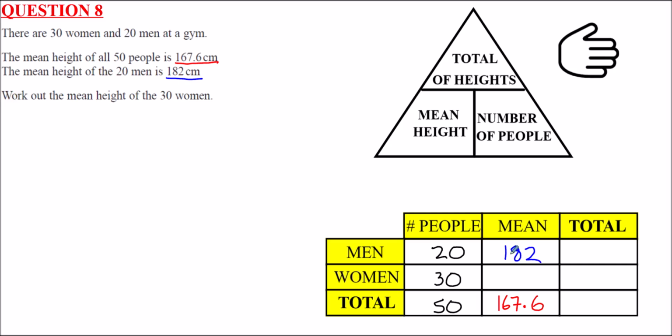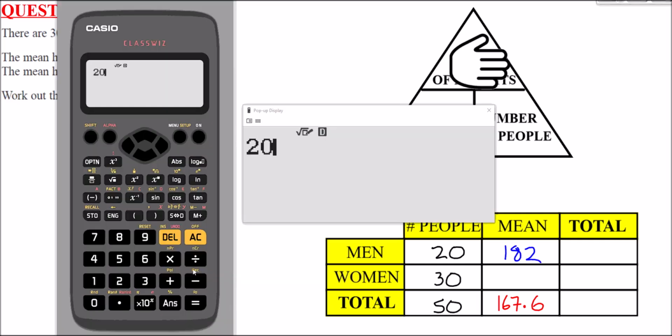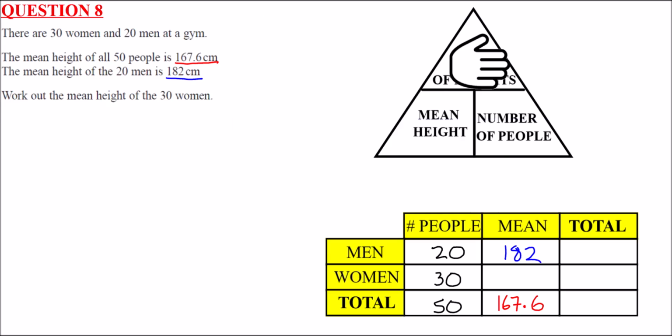So what we can do here next, we could work out the total height of all of these men, for example. To work out the total height, we can use this formula triangle. So the total heights for the men, cover that up, is the mean height of the men multiplied by the number of men. So for the men, the total of heights is 20 multiplied by 182. If we just do this on our calculator, 20 multiplied by 182 gives 3,640. So the total for the men's heights is 3,640.